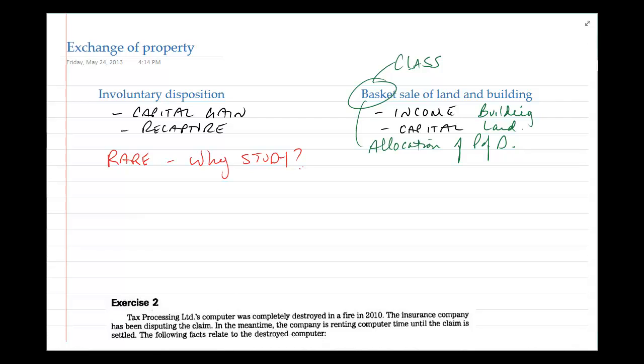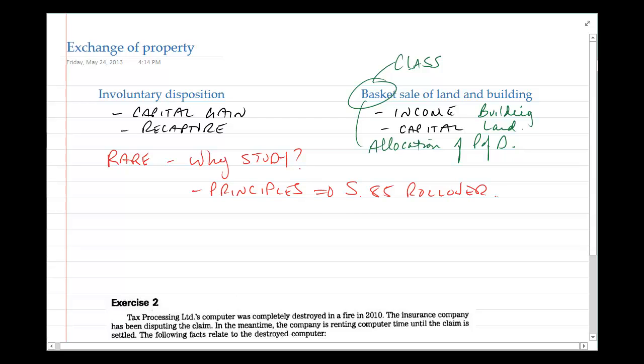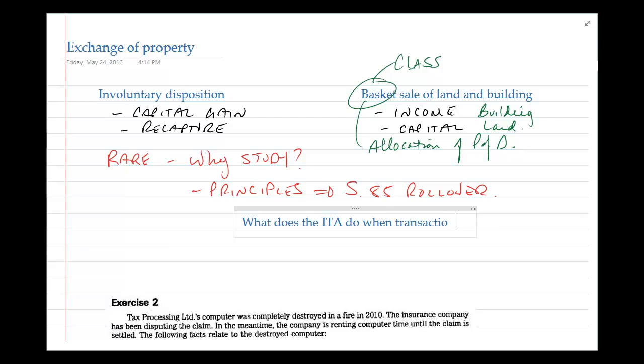And the answer is because it is the principles of it that underlie what is known as a Section 85 rollover. And you will meet this in your next tax class, and you'll come to absolutely love it, I'm sure. But this is really important, because this is basically the Income Tax Act's answer to the question, what does the Income Tax Act do when transactions happen, but the economic circumstances don't really change.